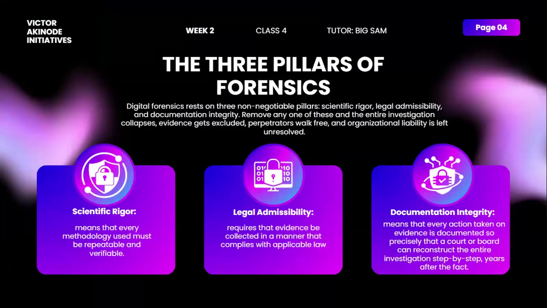Now, as I've said, we have three pillars of forensics. Digital forensics rests on three non-negotiable pillars: scientific rigor, legal admissibility, and documentation integrity. One thing is what you are doing. If Mr. Ostos is doing something in Jos or probably in Niger State, I should be able to do the same thing. Probably he did an investigation and sent it to me, saying, okay, this is what I did. I should be able to do the same thing, following his steps, and get the same thing he actually got. That is the scientific rigor there.